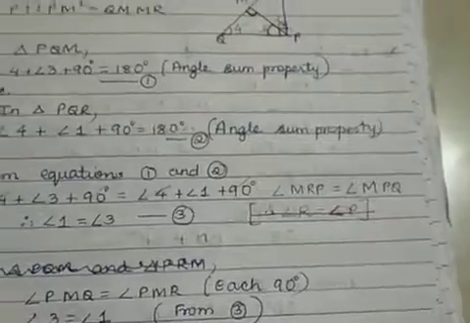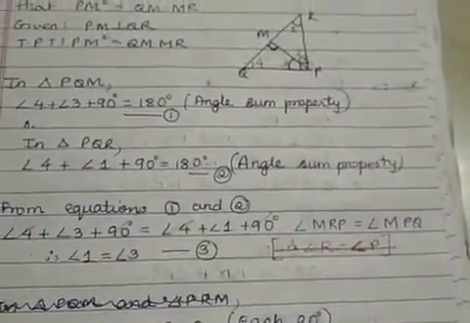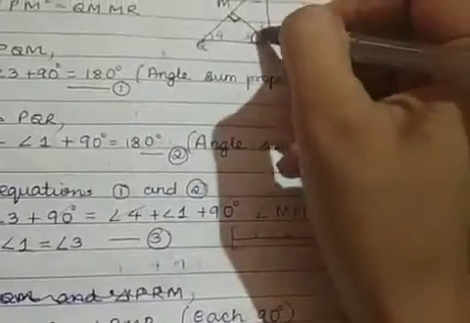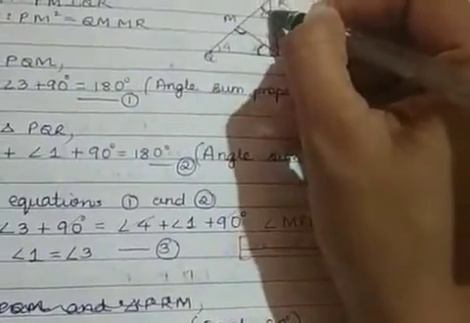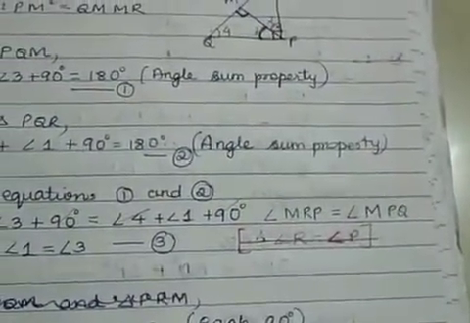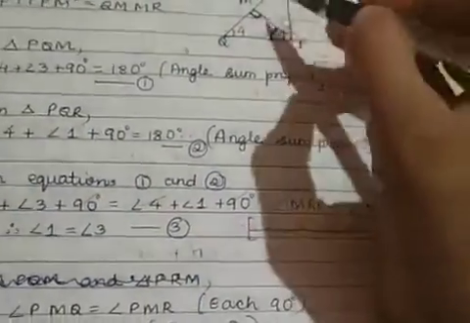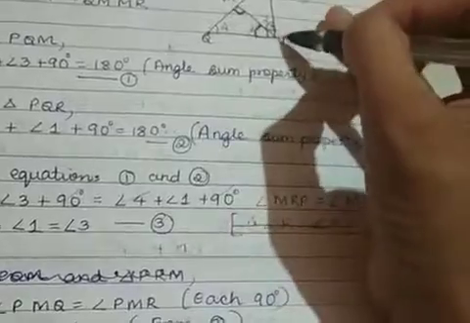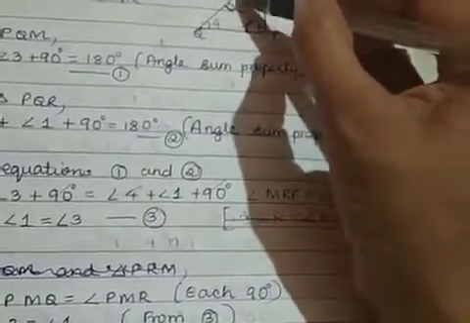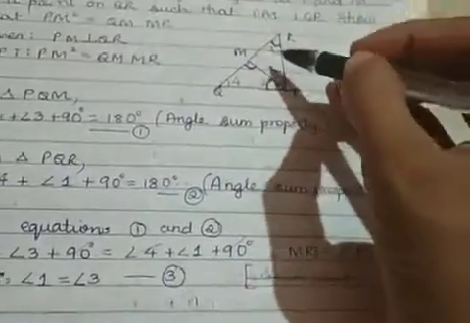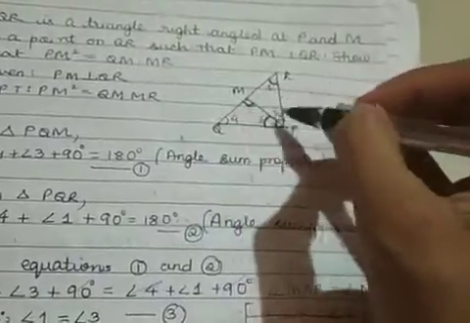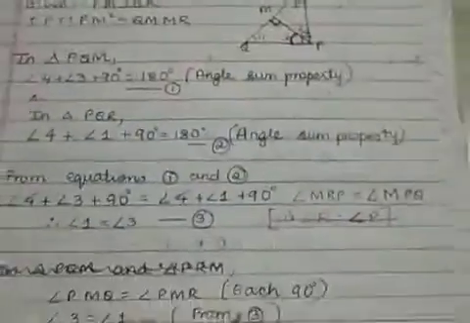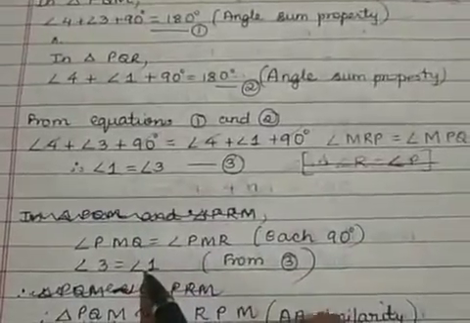Now we got one condition, that this angle is equal to this angle. These two angles are equal, and we already know that angle PMQ is equal to angle PMR. What is the reason? Because each of them is 90 degrees. Correct? So we got the two conditions.